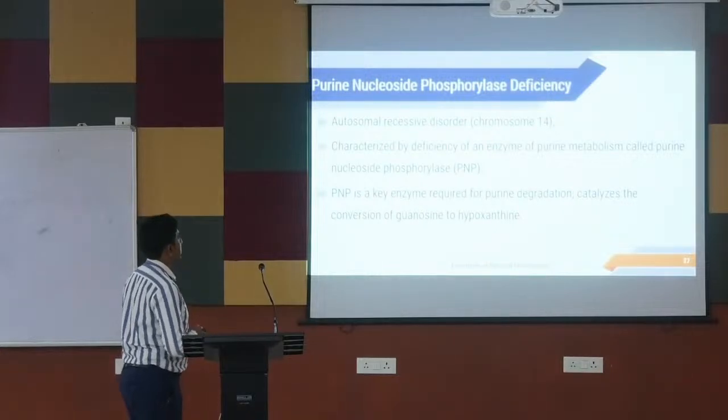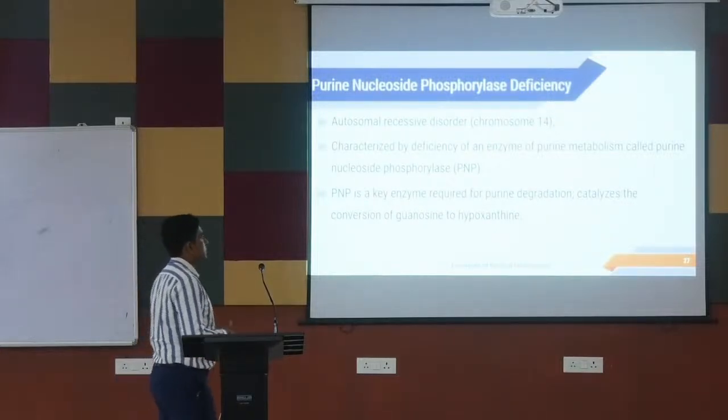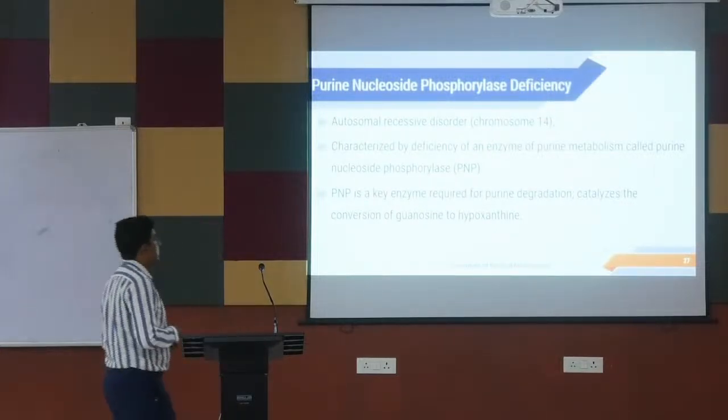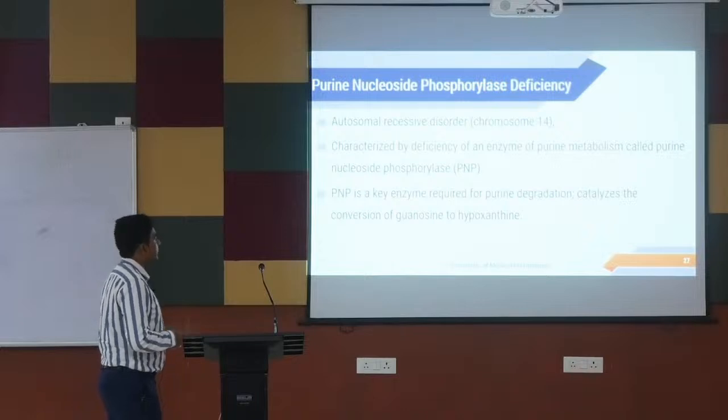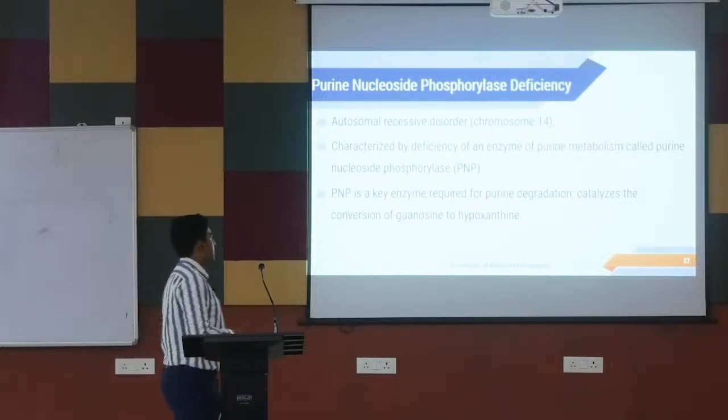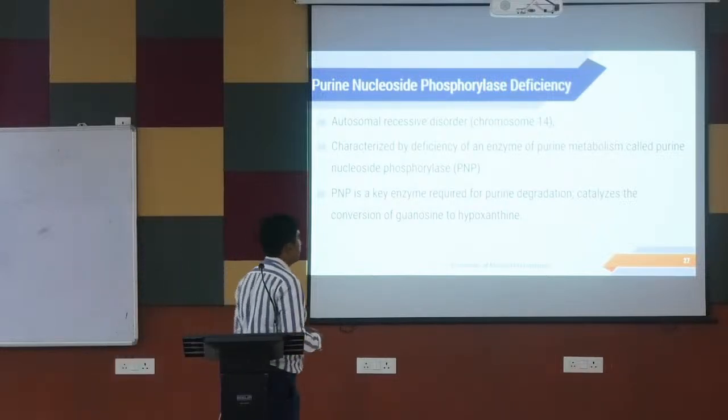Purine nucleoside phosphorylase deficiency. This is an autosomal recessive disorder due to a defect on chromosome 14, characterized by deficiency of the enzyme of purine metabolism called purine nucleoside phosphorylase. This is a key enzyme for purine degradation, catalyzing the conversion of guanosine to hypoxanthine.